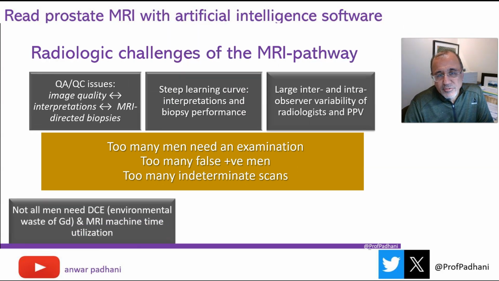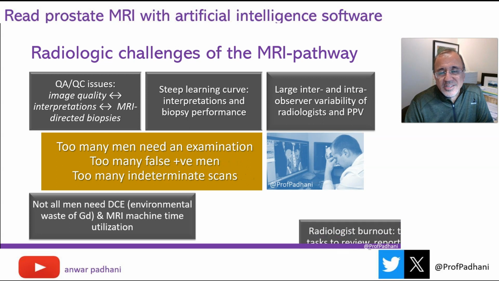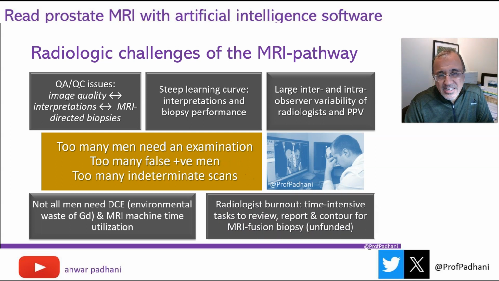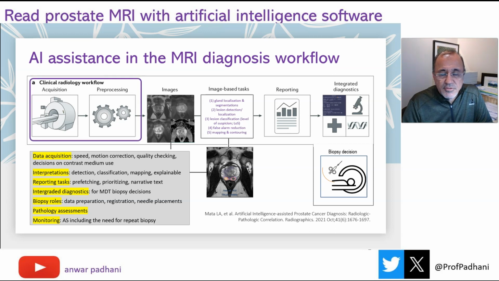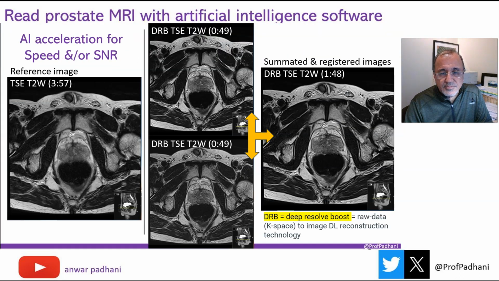So we are all very familiar with the MRI pathway and what are the current radiological challenges. We don't need to go through this. We've been through this on a number of occasions on other videos. And AI can assist in a number of these areas, and on the bottom left-hand side of this panel you can see areas where AI may be useful. One of these areas is in the faster acquisition of the data and the pre-processing of the data before the AI actually looks and analyzes the data itself.